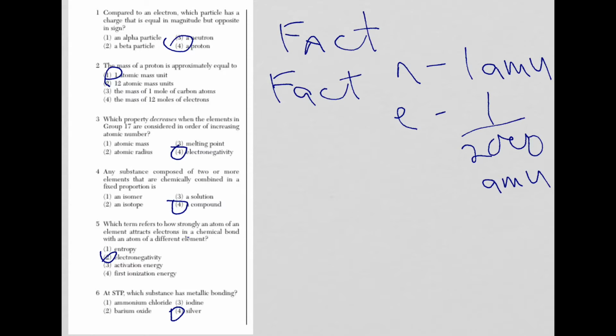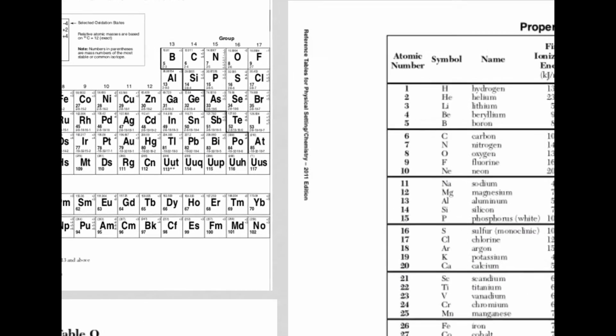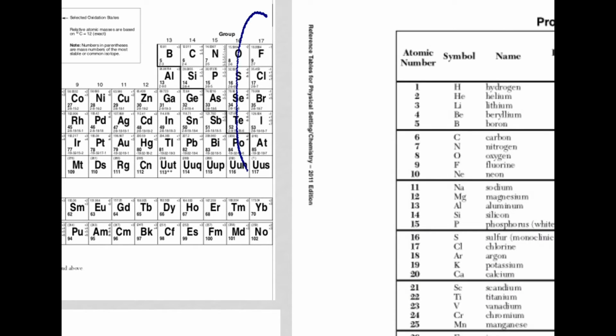For number 3, which property decreases when the elements in group 17 are considered in order of increasing atomic number? Here, go to the reference tables. Even if you think you know the answer, why not look it up? So we're looking at atomic mass, atomic radius, melting point, and electronegativity. First thing is, let's find group 17. And here it is on the periodic table.